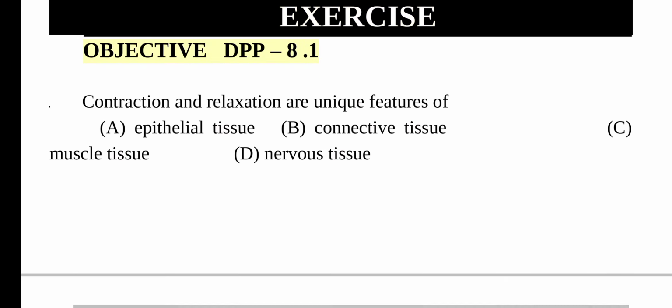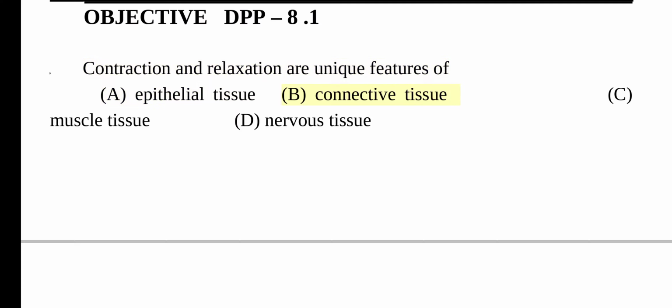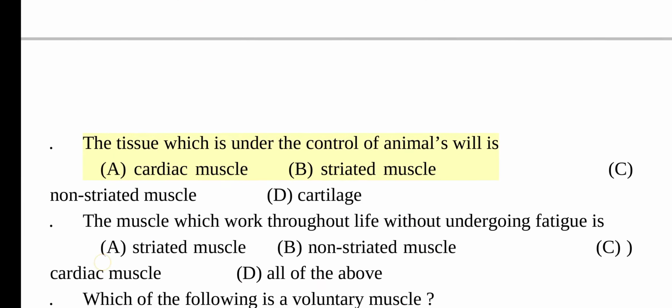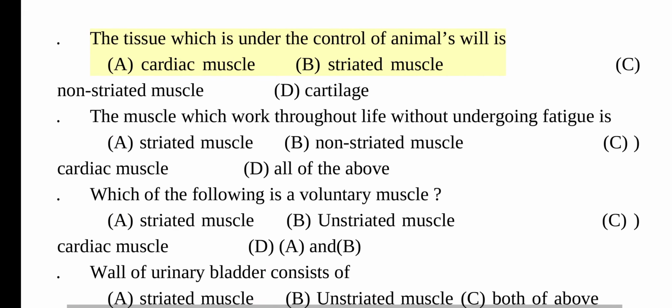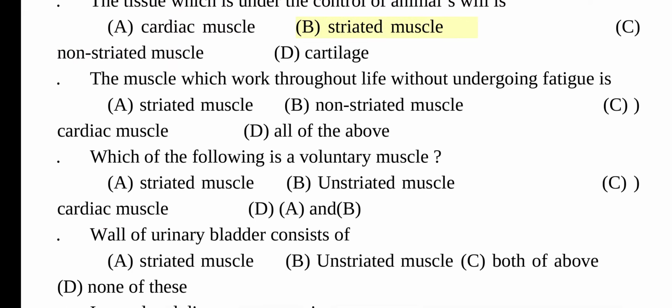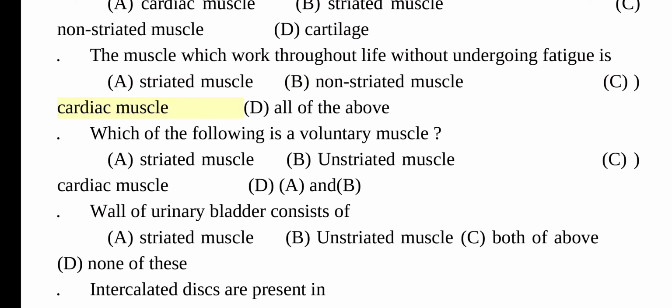Exercise. Objective DPP 8.1. 1. Contraction and relaxation are unique features of A. Epithelial tissue. B. Connective tissue. C. Muscle tissue. D. Nervous tissue. 2. The tissue which is under the control of animals' will is A. Cardiac muscle. B. Non-striated muscle. C. Striated muscle. D. Cartilage. 3. The muscle which works throughout life without undergoing fatigue is A. Striated muscle. B. Non-striated muscle. C. Cardiac muscle. D. All of the above.